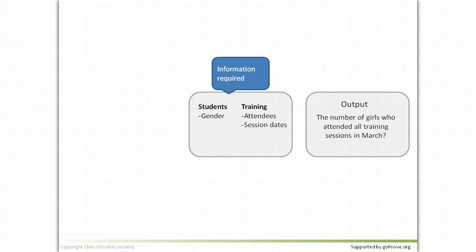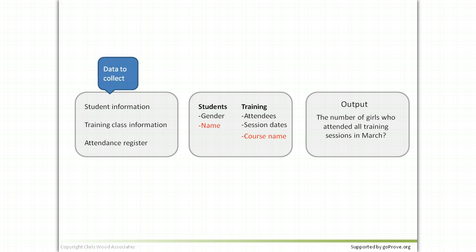In order to answer that question, we need to capture some information. For the students, we need the gender to determine whether they're girls or boys. For the training, we need to record the attendees and the dates of the training. And therefore we need to collect student information, information on the training classes, and the attendance register.